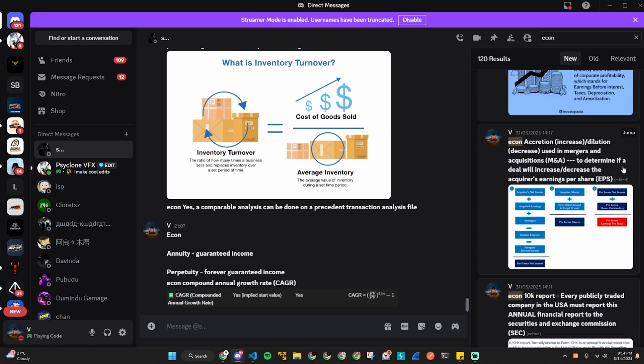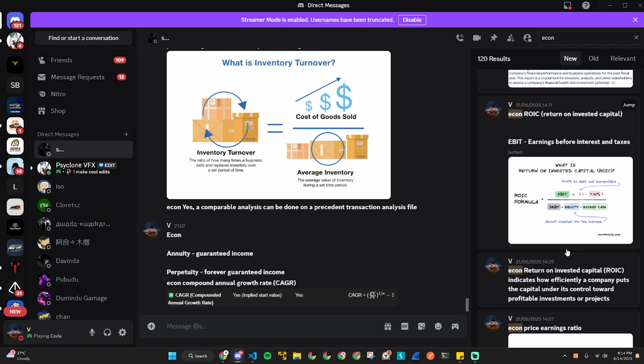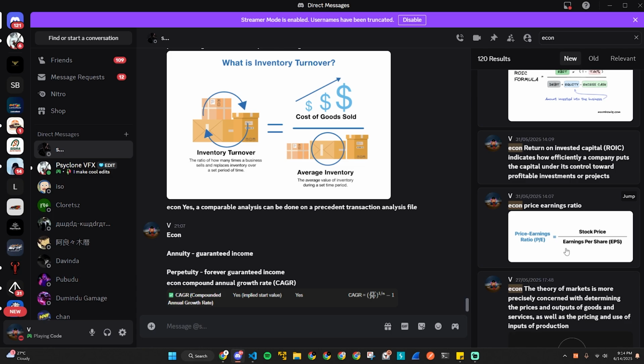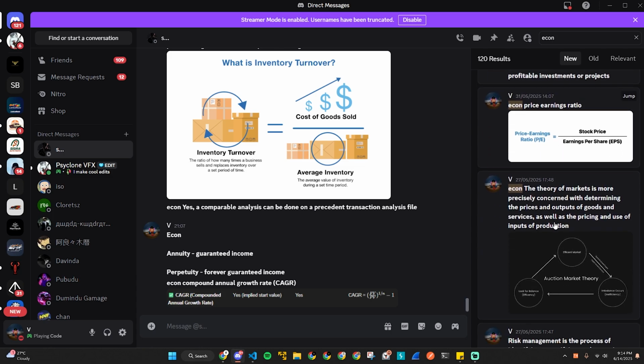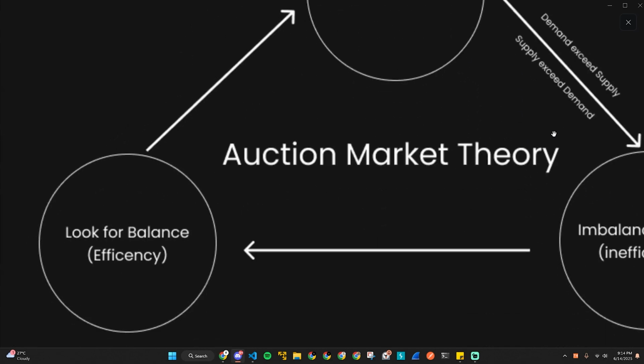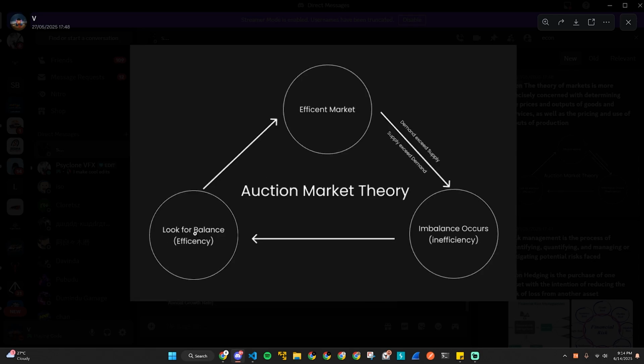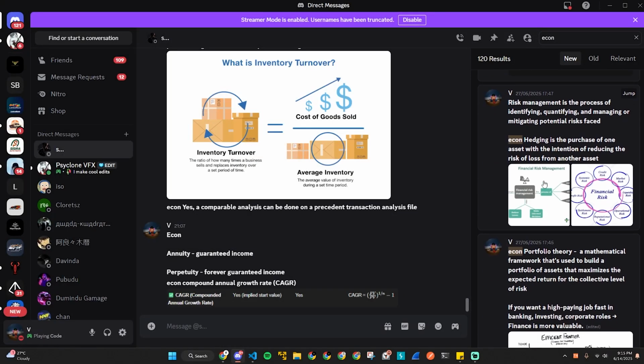So you don't really need to read fully through this. You can just skim it. A 10K report is yearly, a 10Q is quarterly, and an 8K is bankruptcy. ROIC, yeah. Stock price, yeah, exactly. This is when there are supply and demand inconsistencies; you need to wait for it to balance, and then the efficient market is made again. Risk management, the process of, exactly.